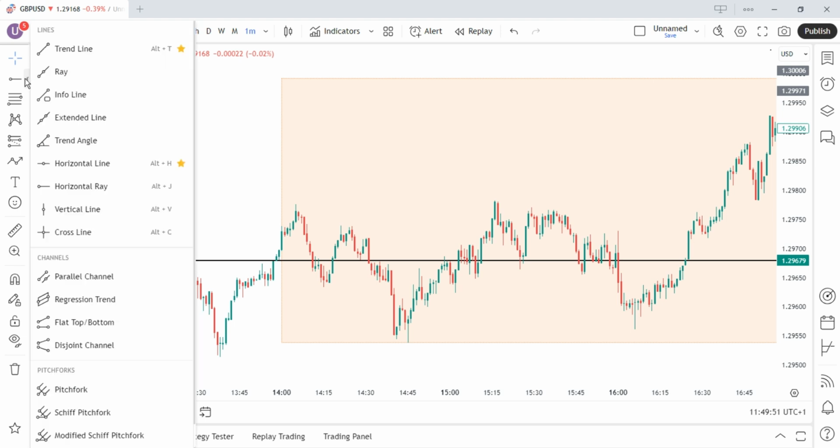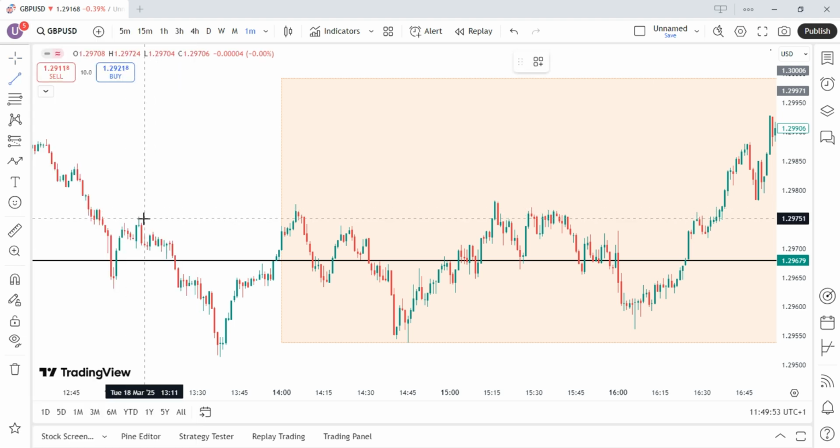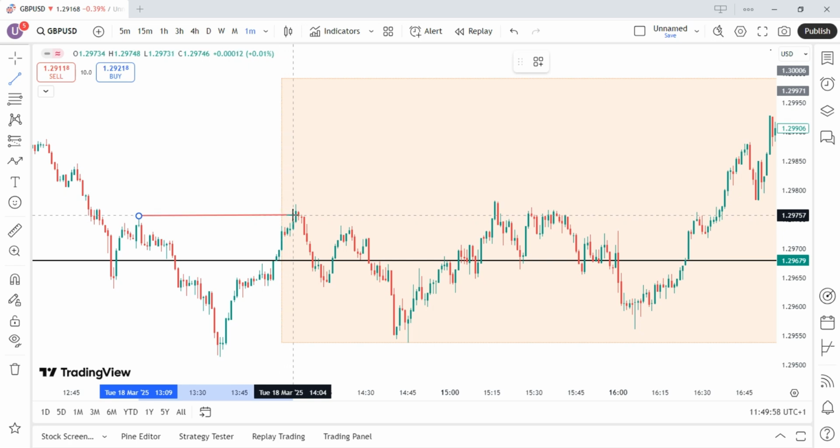Let me highlight it. So let me draw a line on it. You can see it because we close above it. So immediately the shift in market structure happens here. We'll draw our fib level.